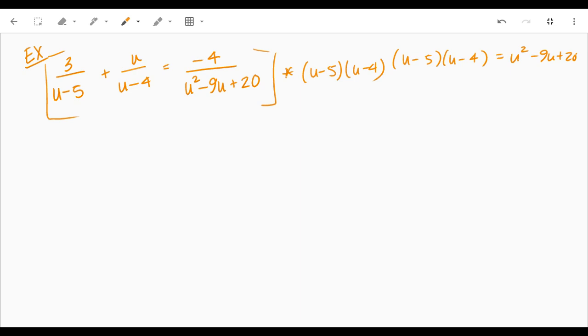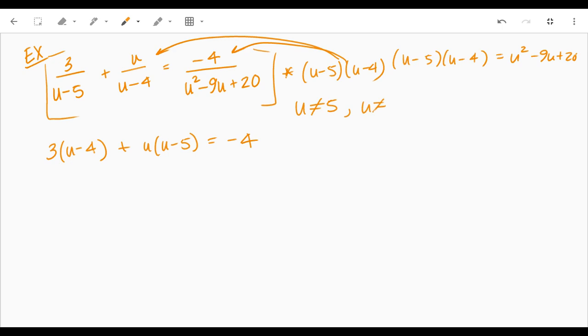Okay, so again, when you distribute to the first term, the u minus 5s cancel out. Distribute to the second term, the u minus 4s cancel out. Distribute it to that third term, and everything cancels out. You just have the negative 4. Okay. Before we get too far ahead, remember u cannot equal 5 or 4. So if you get that as an answer, it's not going to be correct, okay, because of those denominators.